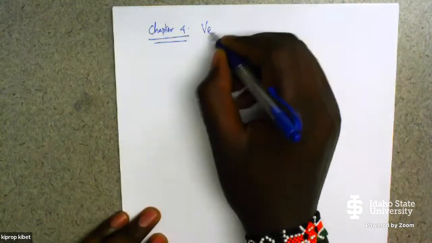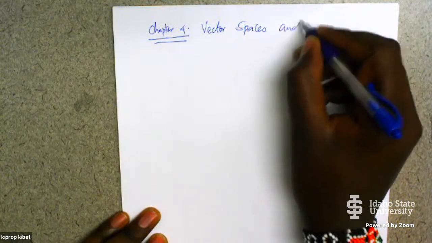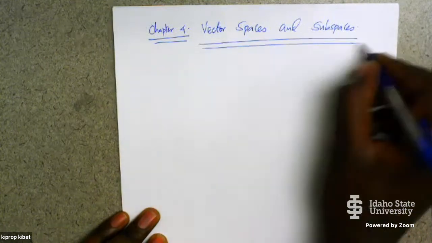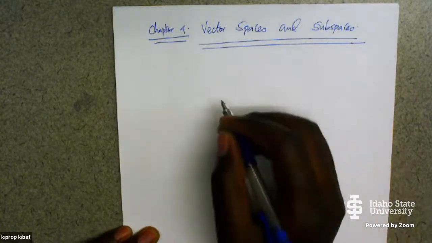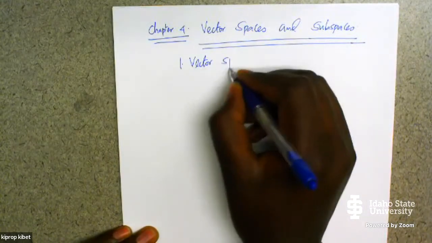So this chapter is more of vector spaces and subspaces. So we'll do 30 minutes of class and then 30 minutes of review for the exam. Then you can go home, and even 20 minutes for the review is okay. Okay, so we will start with number 1, and this one is the vector spaces.